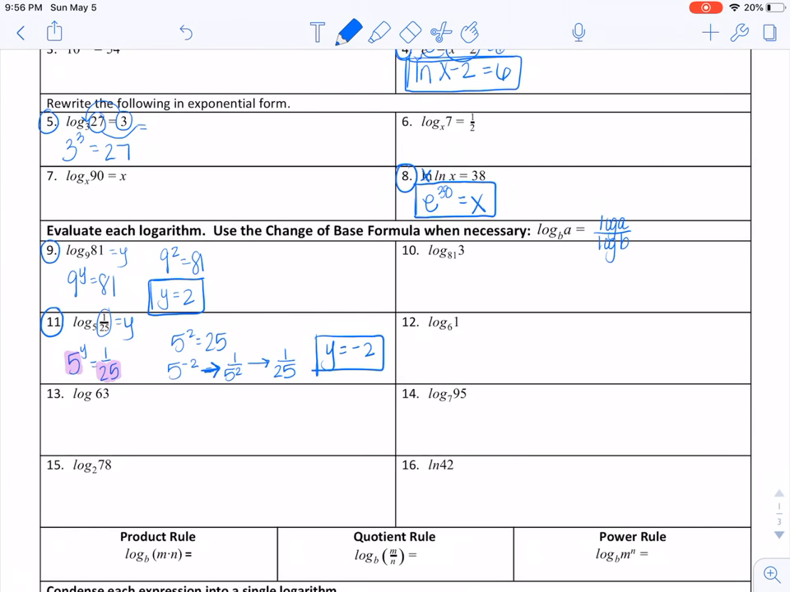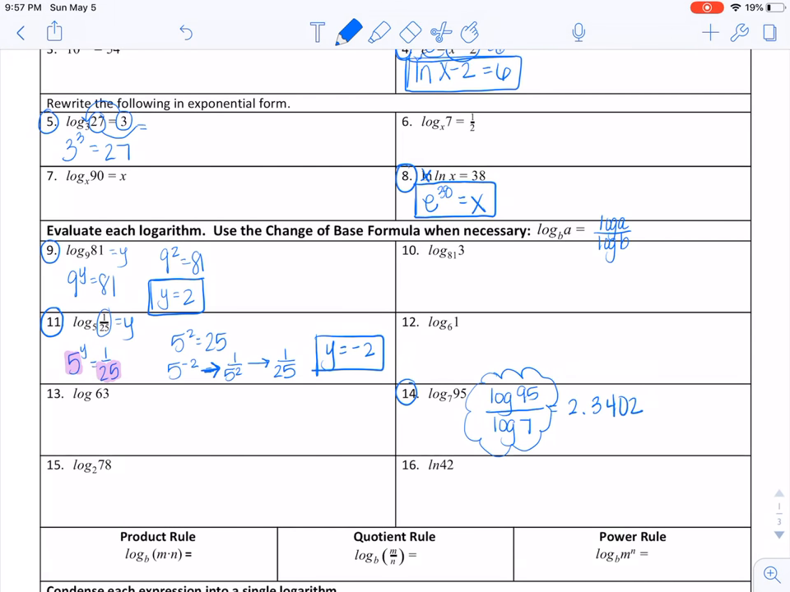Okay, let's go ahead and look at 14. And so here we're going to use the change of base. And so we have log of 95 over the log of 7. And when we plug that into the calculator, we get 2.3402. And you literally just plug it in exactly how it is.